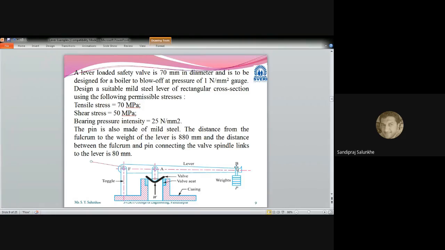This is a deadweight type safety valve. This P value is not mentioned anywhere in the statement. Only the value of W is given in the statement. So first of all, we have to calculate it, and also the reaction value is not given. So whatever reaction will be generated at point F is not given. Okay. So we'll see what is given in the problem.